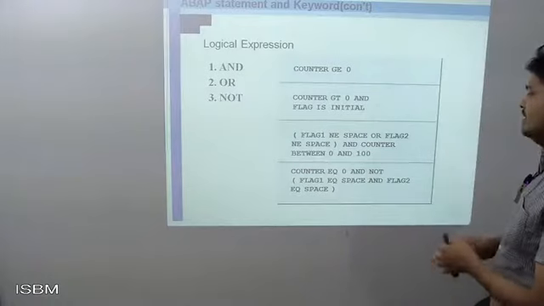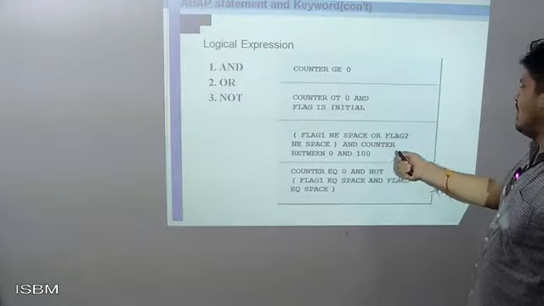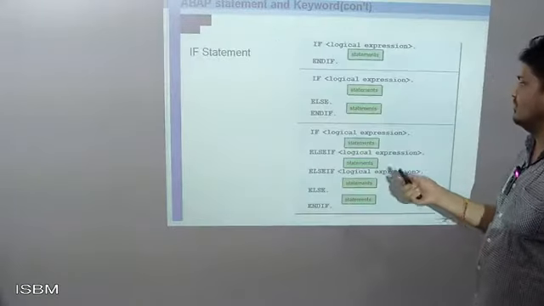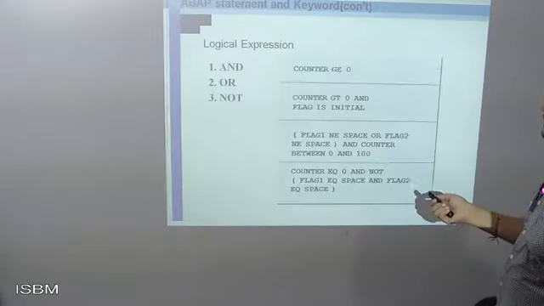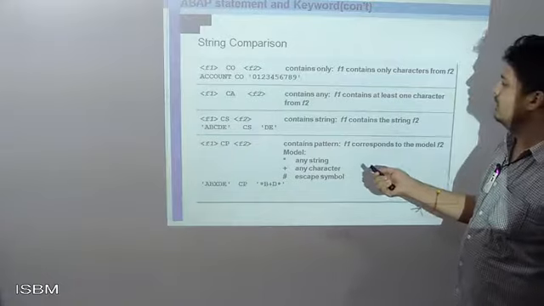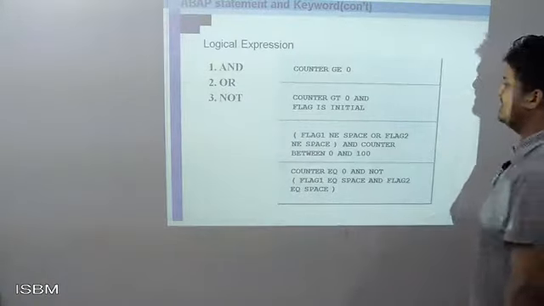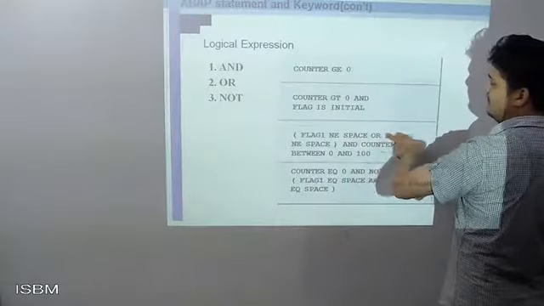And flag 1 not equal to space, or flag 2 not equal to space. NE stands for not equal to, what we have seen over there. One second. NE stands for not equal to, what I have shown you. So here you can see that flag 1 not equal to space or flag 2 not equal to space.